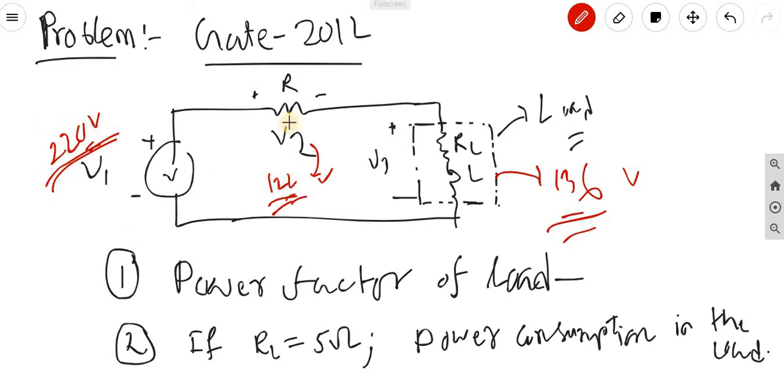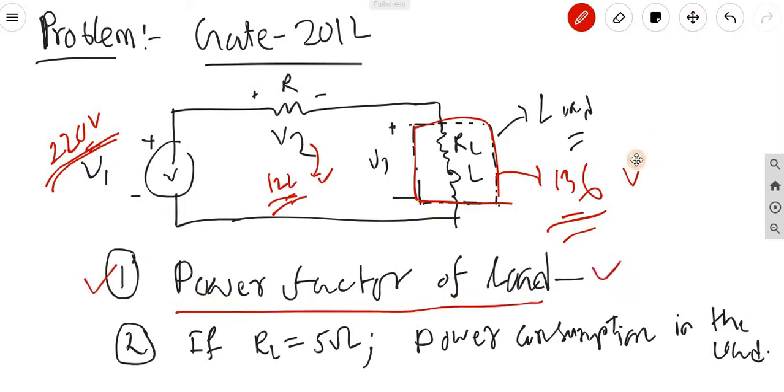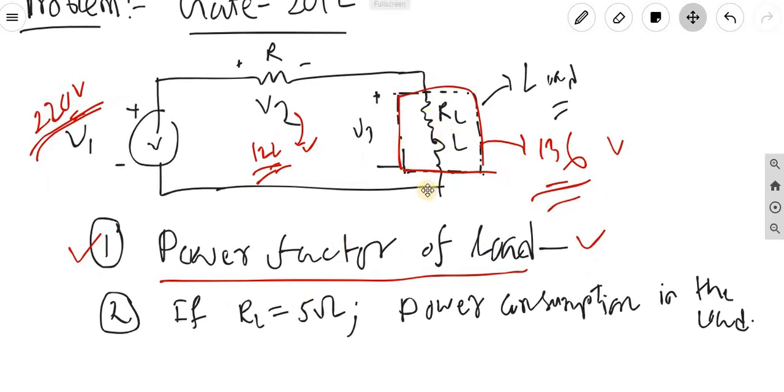Whenever you are analyzing circuits, you have to take this as the voltage source, and this is the RMS voltage of the source. This is the voltage across this resistive element, and this voltage is the total across the load. The load is a combination of R and L. The question asks: what is the power factor of the load, and if the load resistance RL is about 5 ohm, how much power is consumed in the load?